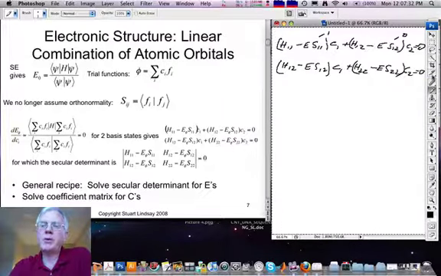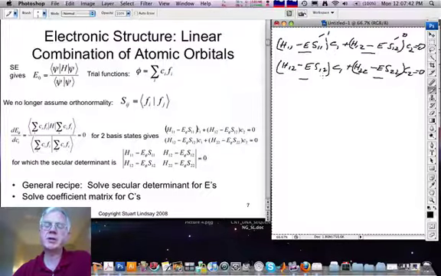In order to have non-trivial solutions, we require that the secular determinant, which is the product of this term with this term, minus the product of this term with this term, be equal to 0. This gives us a quadratic equation which we can solve for two values of E, the larger value corresponding to the antibonding state and the lower value corresponding to the bonding state. We can then put these values for E back into this system of two linear coupled equations and solve for the two values of C1 and C2.